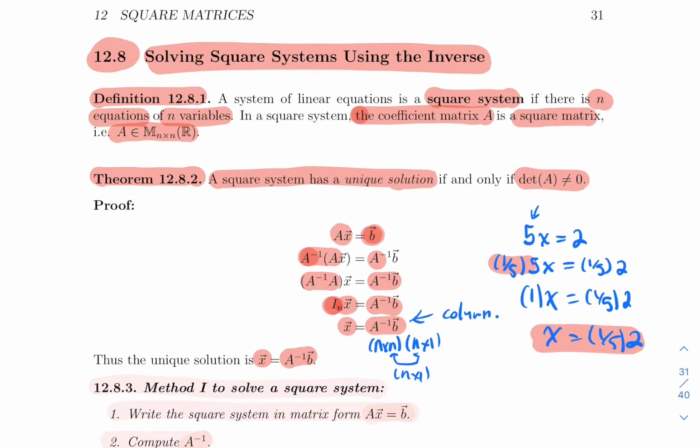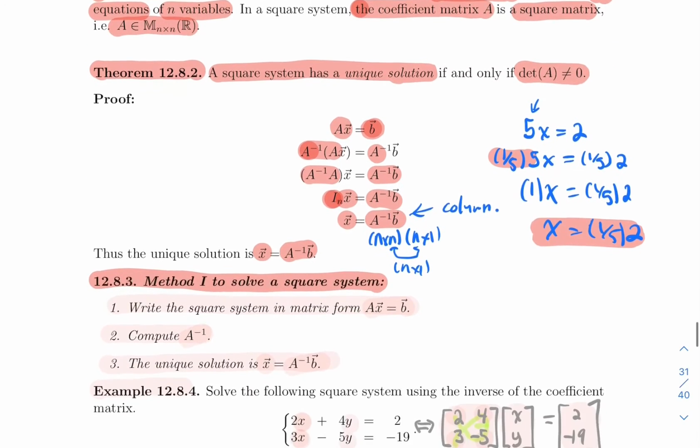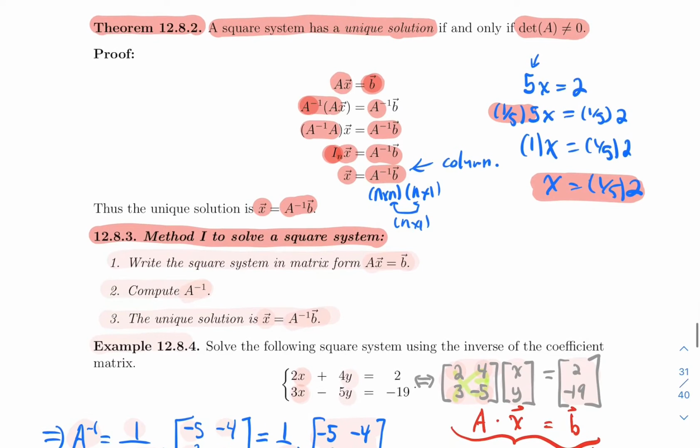So to be more precise, the method to solve a square system, or one way, of course, is first you write your square system in matrix form, AX equal to B. Then you compute the inverse, A inverse, and then by matrix multiplication, if you take the inverse times B, you're going to get your unique solution for X.